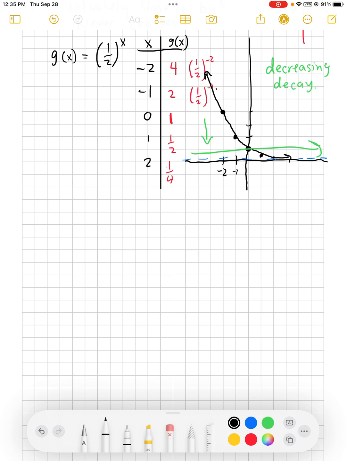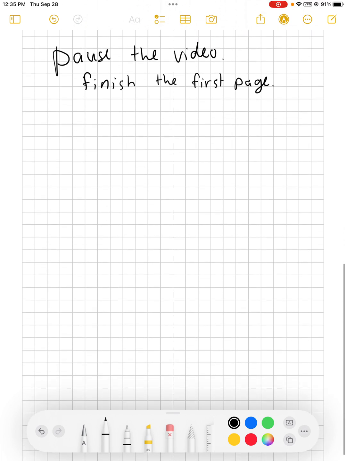All right, pause the video. Finish the first page. Once you're done with the first page, unpause the video and we'll talk about the second page.